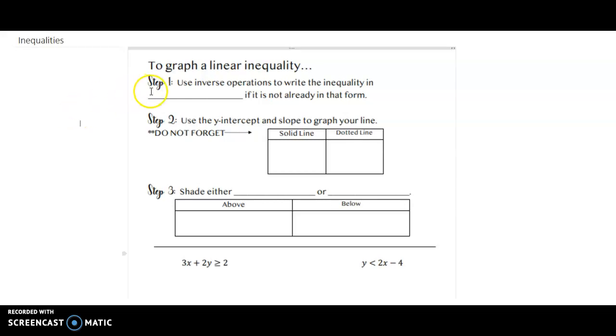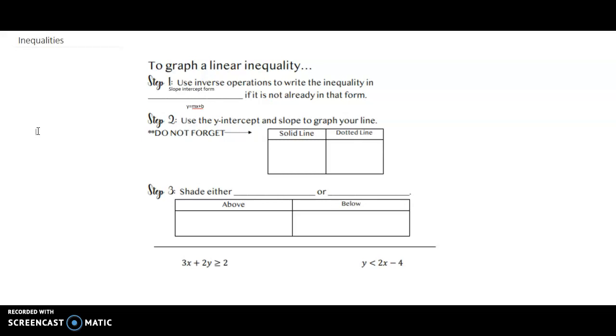So let's get started. To graph a linear inequality, step 1 is to use inverse operations to write the inequality in slope-intercept form, if it is not already in that form. I am writing it out for you so you don't have to see my ugly handwriting because we know how that is. And remember, slope-intercept form is y equals mx plus b. Our m tells us our slope, our b tells us our y-intercept. Step 2 is to use the y-intercept and slope to graph your line. Step 1 and 2, nothing new.